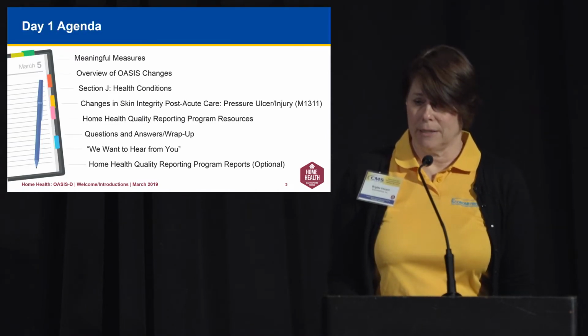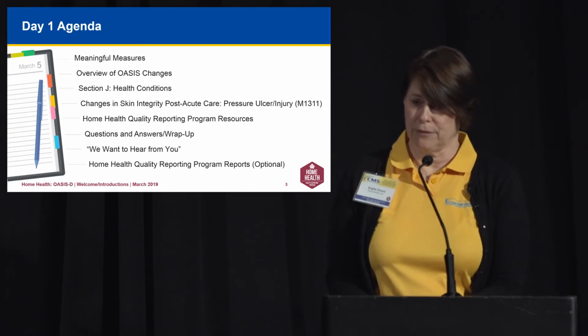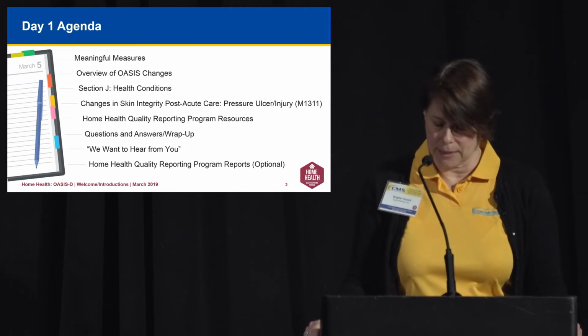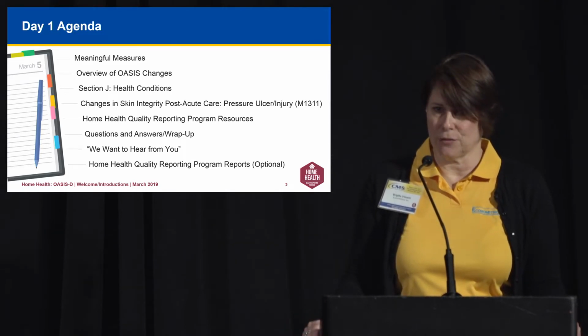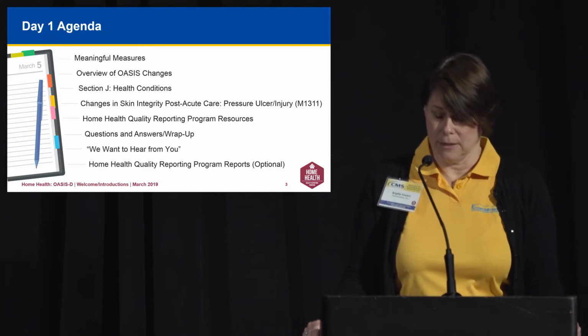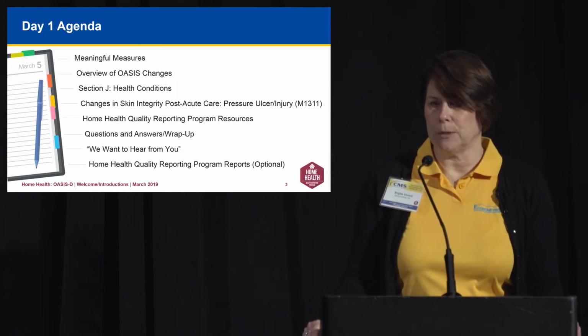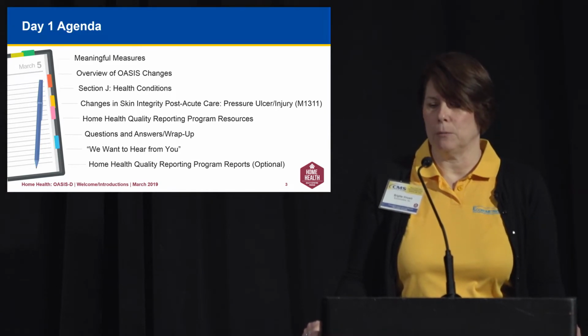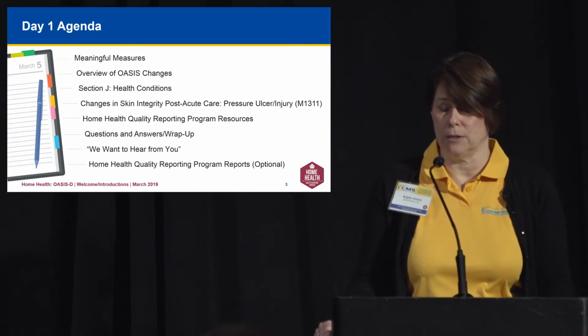So moving on, I'm going to quickly review the agenda. Again, today we're going to be going over the Meaningful Measures presentation, an overview of the changes to the OASIS D, or the OASIS D changes from the C2 version of the OASIS, the Section J health conditions presentation, changes in skin integrity, post-acute care pressure ulcer injury, the home health quality reporting program resources. So we'll actually take you on a tour of the home health quality reporting program website and help you become familiar with the great resources that are available to you there.